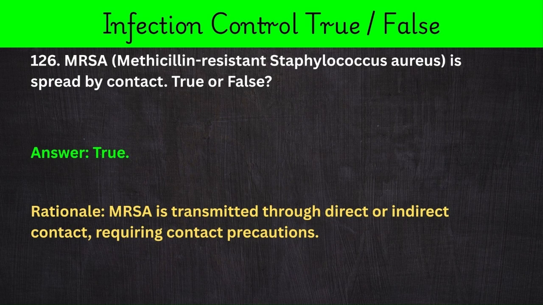Disinfectants are used for inanimate objects like surgical instruments. 126. MRSA, methicillin-resistant Staphylococcus aureus, is spread by contact. True or false? Answer: true. Rationale: MRSA is transmitted through direct or indirect contact, requiring contact precautions.